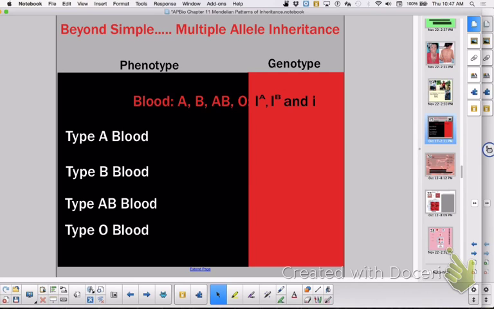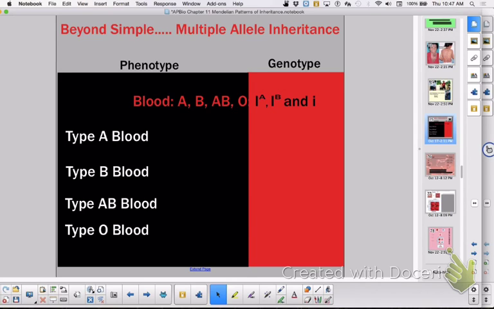Discuss with BioBuddy. You have 3 to choose from. Which 2 would you need? What are all your options that you would have to have in order to get type A blood?